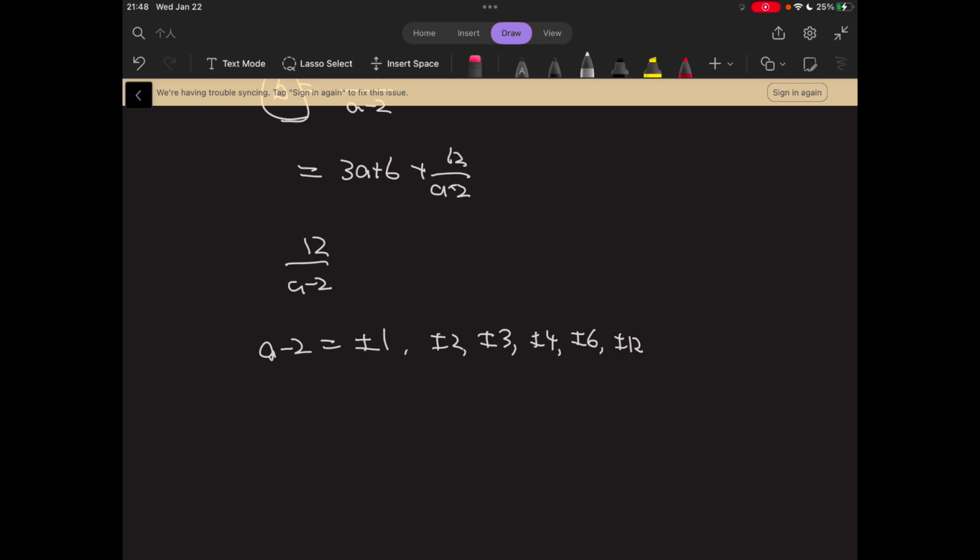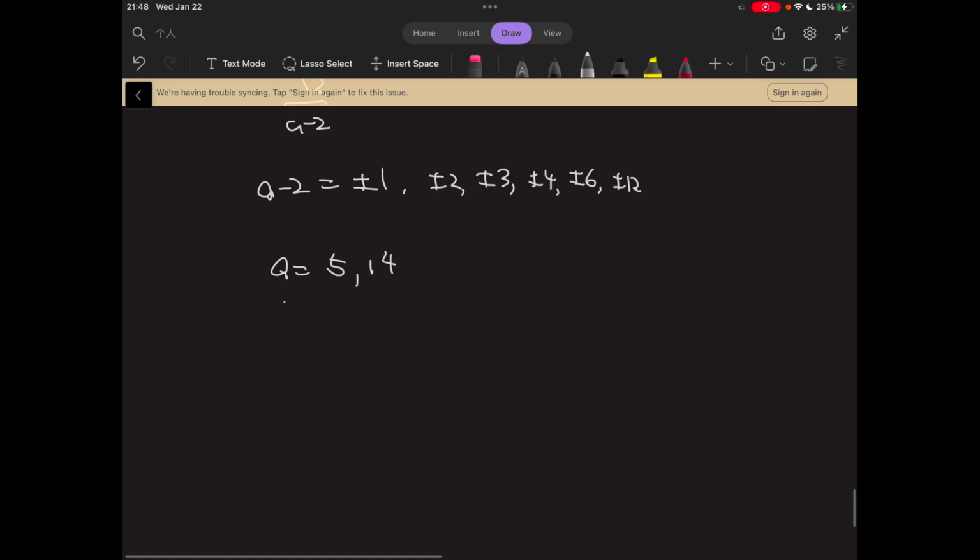Now, we test all of them one by one. And then you find only when a is 5 or 14 it works. Oh, or 14, not 12. Which gives us b equals 5 and 7. And then we get the answer 31.